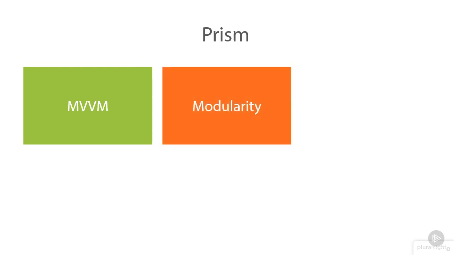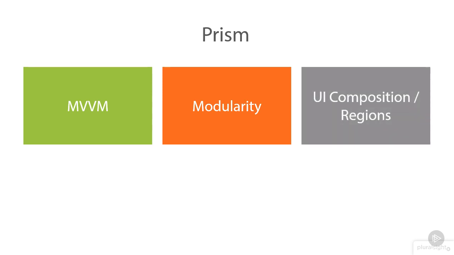Another feature Prism has is modularity. It's the ability to break up your code into totally loosely coupled class libraries and parts and bring them together at runtime into a cohesive whole for the end user while the code remains fully decoupled. Prism also supports the notion of UI composition and regions, the ability to plug views into containers without the view that's doing the plugging needing to have an explicit reference to the UI container itself.